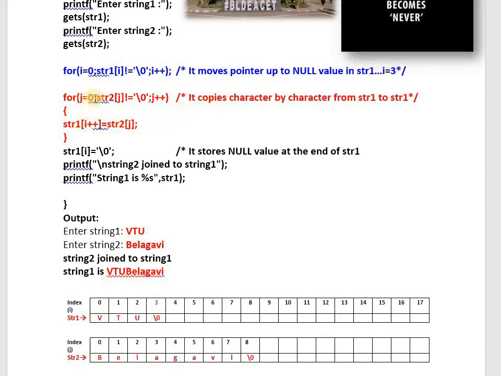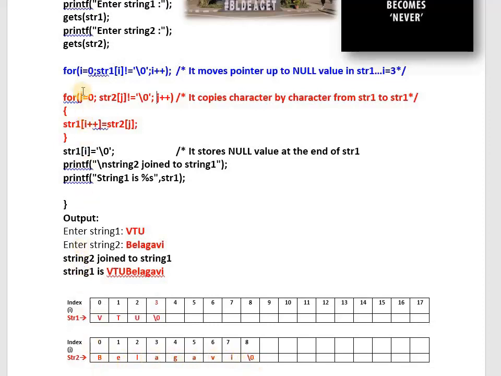Here I have taken the j variable. Why have I taken the j variable here, do you know? This j variable I use with the second string. j equals 0, j++. How many times do I do j++? Till I get the null value in str2. B is not equal to null, yes. E is not equal to null, and so on, until null appears, then stop.